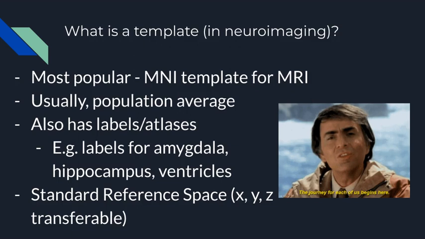So what do we mean by a template? The most popular is the MNI template from the Montreal Neurological Institute for magnetic resonance imaging. It's a population average of a number of participants, and usually defines a reference space. That space is important because labeled atlases have indicators for which structures are at which locations.